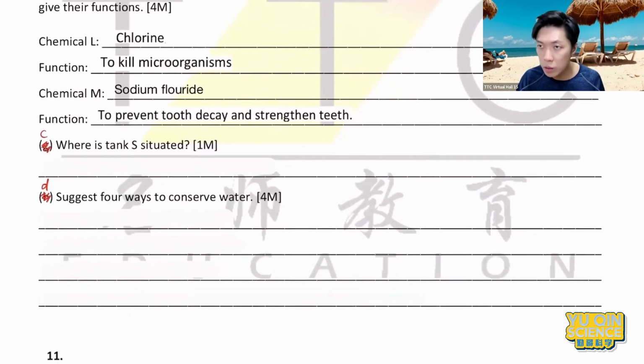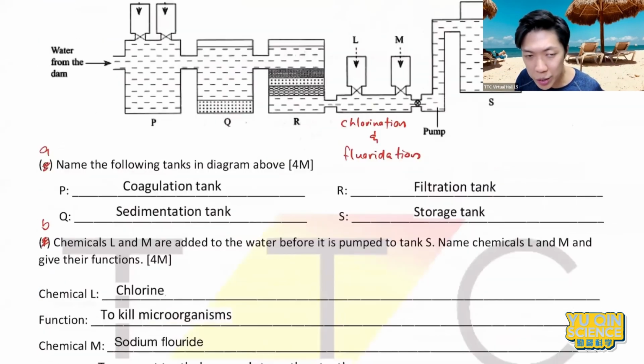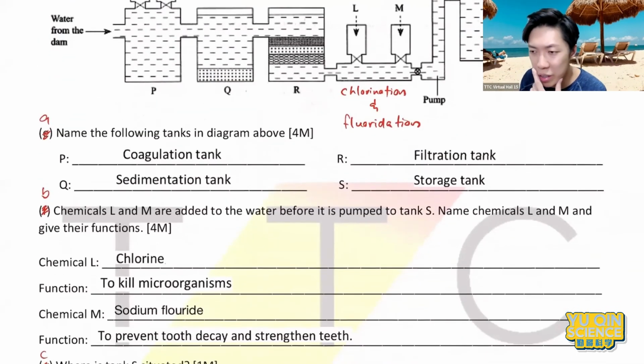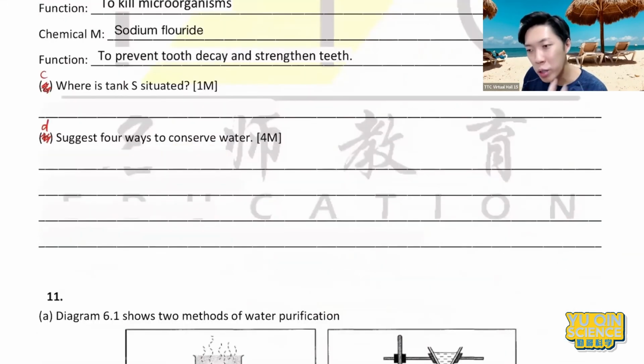Okay, next one. Where is tank S situated? Tank S means the last one, the storage tank. We don't have this in the textbook, but near your taman, you should have one big water tank for everyone. Do you all realize where the water tank is? It's not really asking for location though. How should I explain this? It's actually asking for the height.